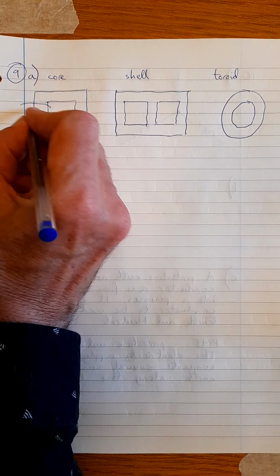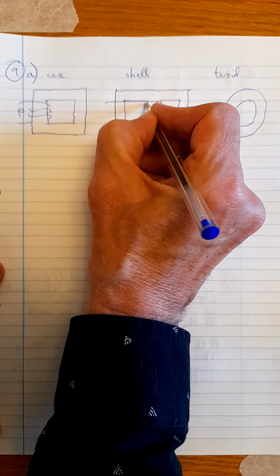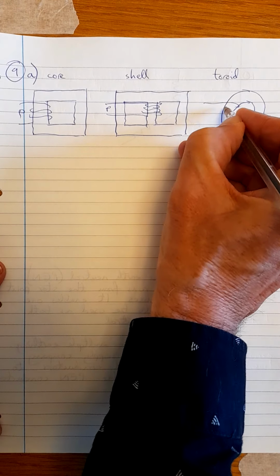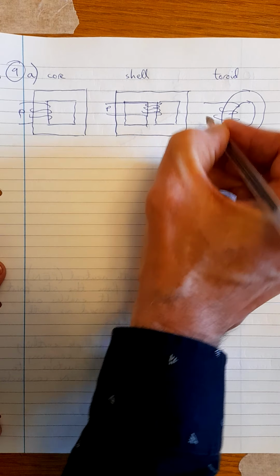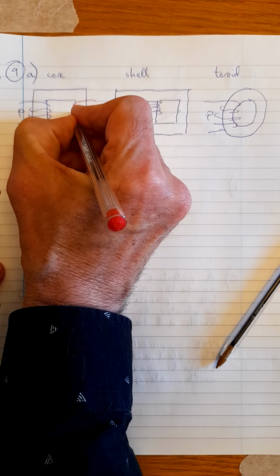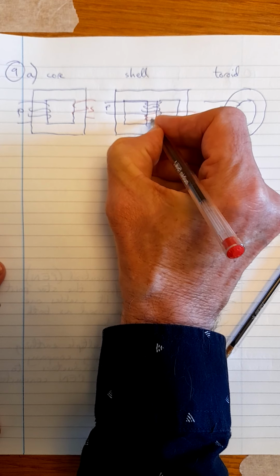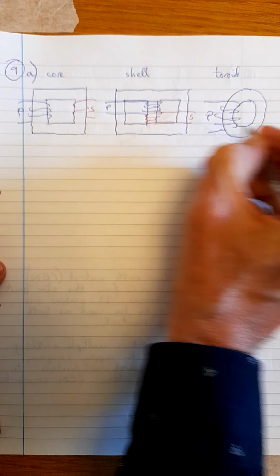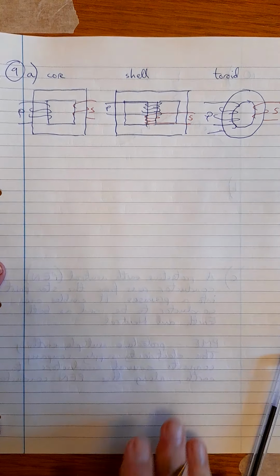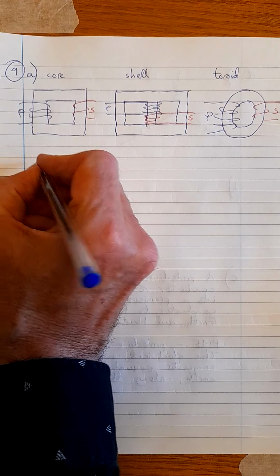And you would expect to label the primary on each one. Primary and the secondary. So secondary on this one, secondary, and then on this one. That'll do. Okay. So that's part A.